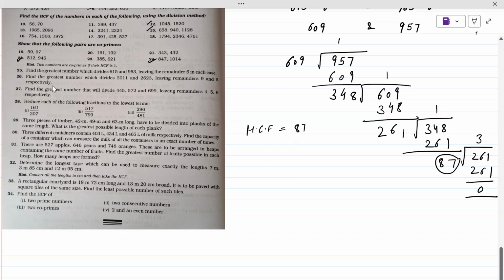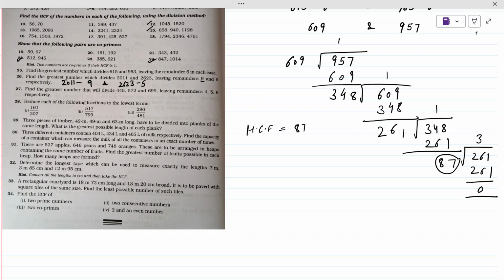Next we have: find the greatest number which divides 2011 and 2623, leaving remainders 9 and 5 respectively. Same thing we have done, but what we have to do here is from 2011 we have to subtract the remainder 9, and from 2623 we have to subtract the number 5. Now the numbers which we are getting after subtraction, we have to find their HCF. Okay, like what we have done now.